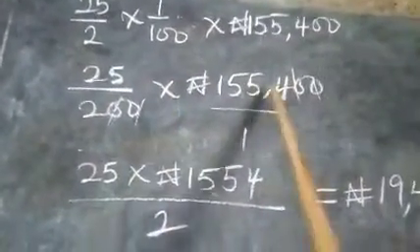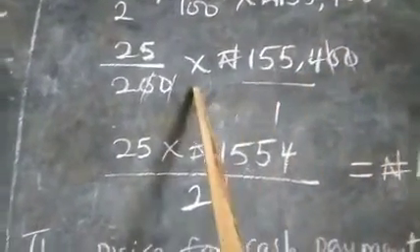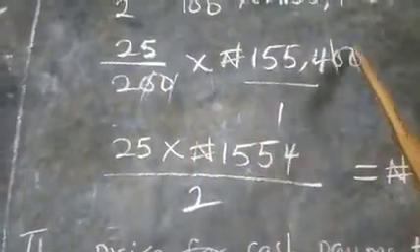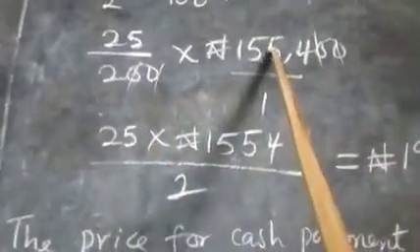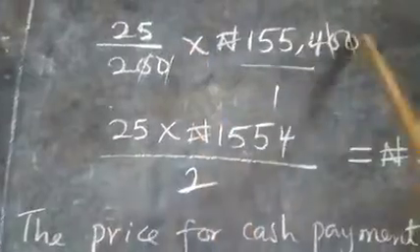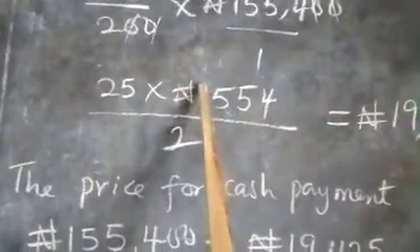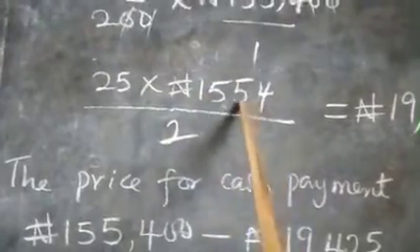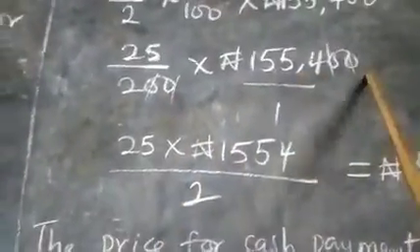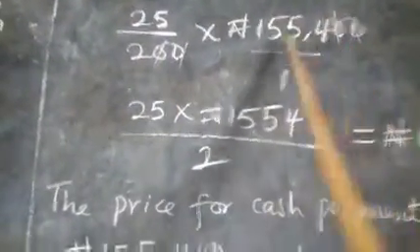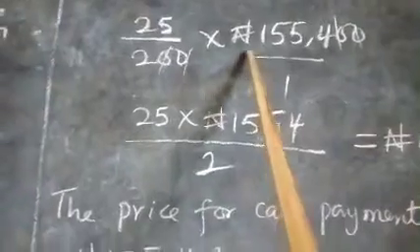Then multiplied by 155,400. 0 can cancel 0. 0 can cancel 0. I mean, 0 can divide 0, 0 can divide 0. So the remaining values, after we've divided the zeros there, we write it here. 25 multiplied by 1,554 naira. That is the remaining amount after this zero has divided this zero, this zero has divided this zero. In order to make it easy, you can take your calculator and calculate it straight like this, but we are doing it in a simplified way.